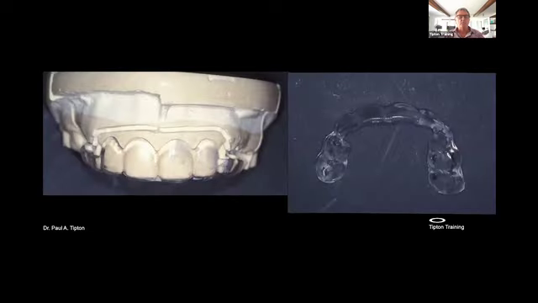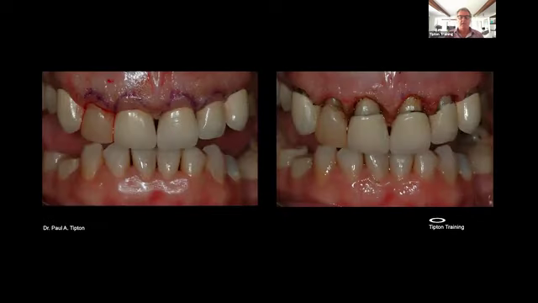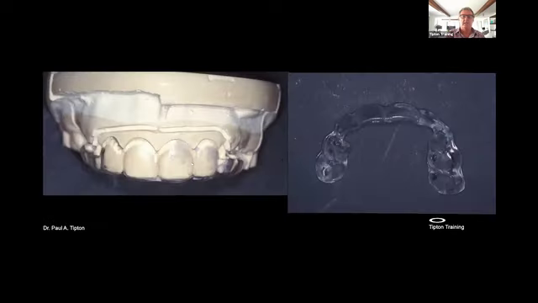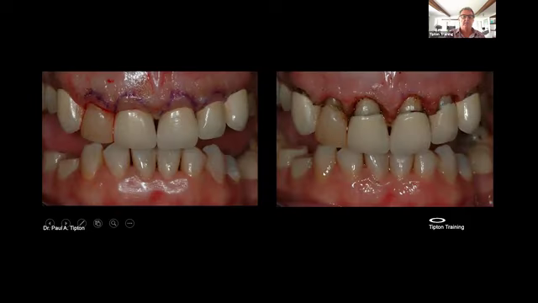So here we've done our diagnostic wax up, and the next stage is to go and give ourselves a guide to doing the perio surgery. So in this case, our guide goes on, and this is just a little simple plastic stent that goes over the top of the posterior teeth, and it goes in place, and with an indelible pen, we now mark around with the indelible pen the new position of our soft tissue.